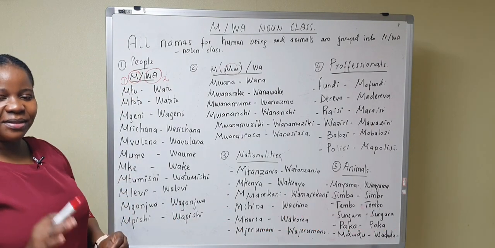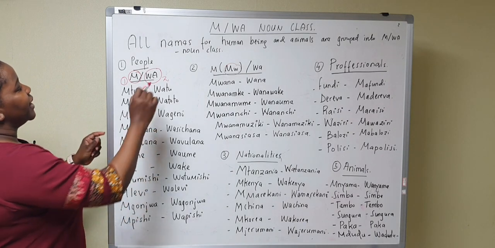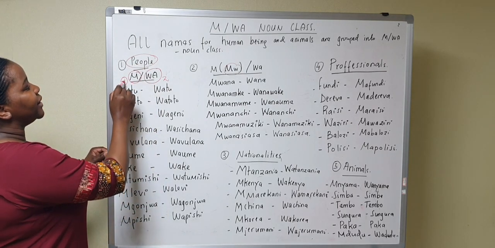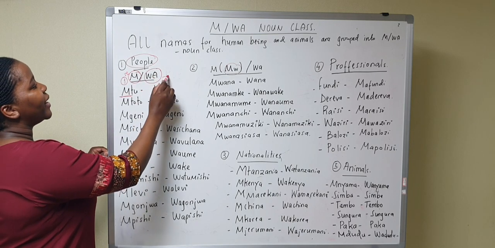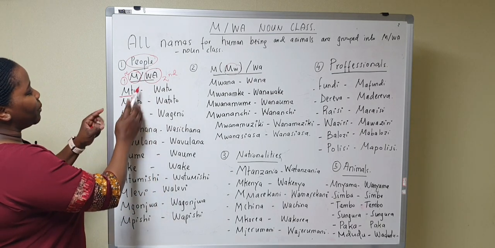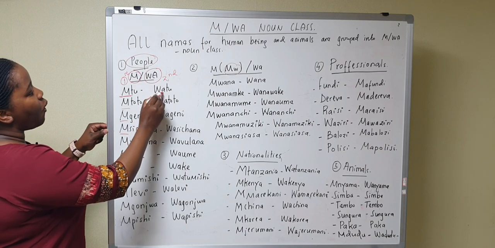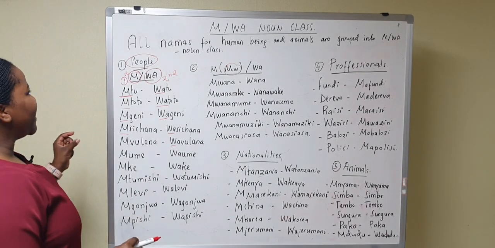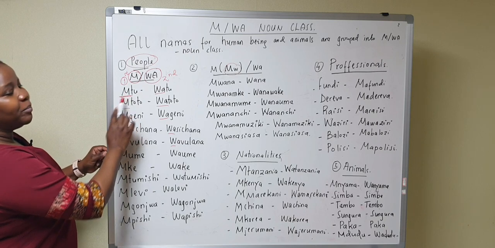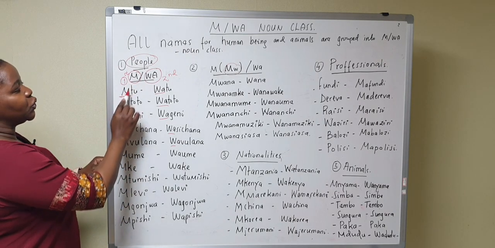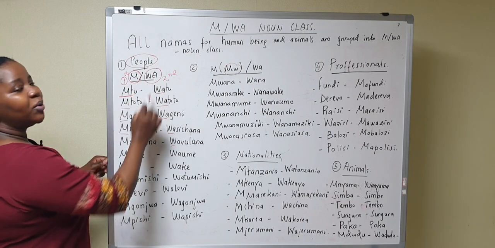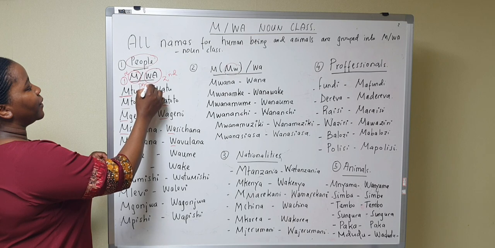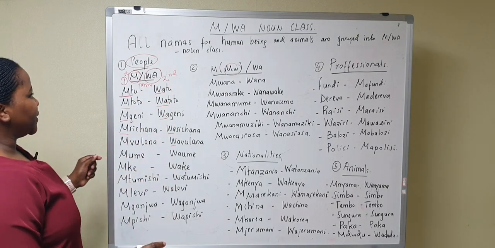So let's see the first class, which is names for the people. M stands for the singular and wa stands for the plural, okay? Let's get started. The first name is mtu, and in plural we say watu. Mtu is a person, and watu, persons, okay?